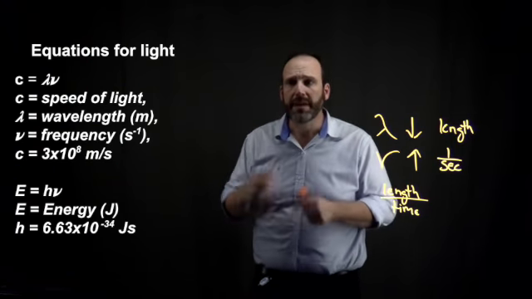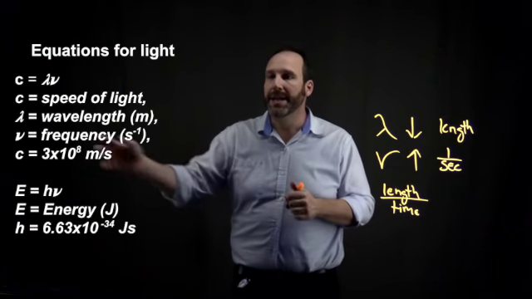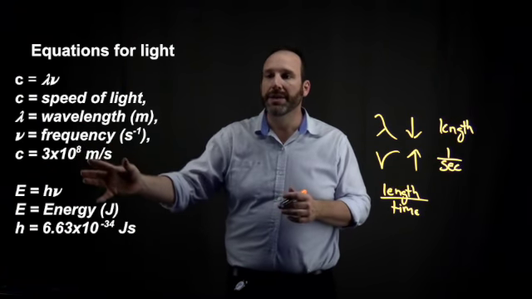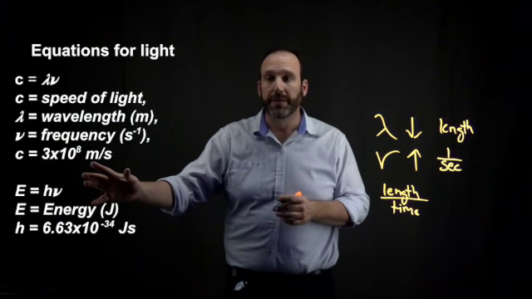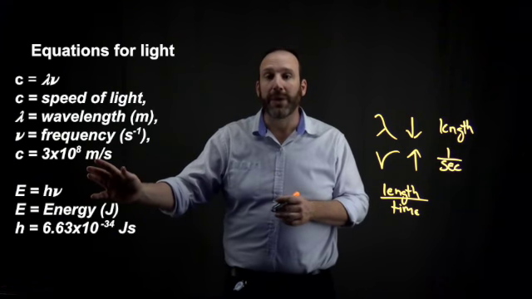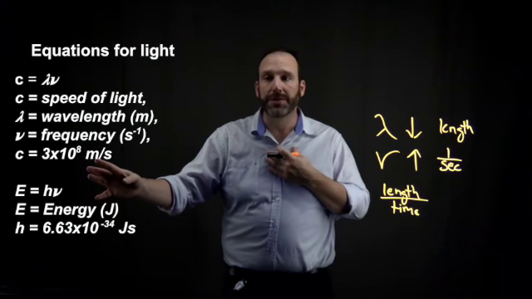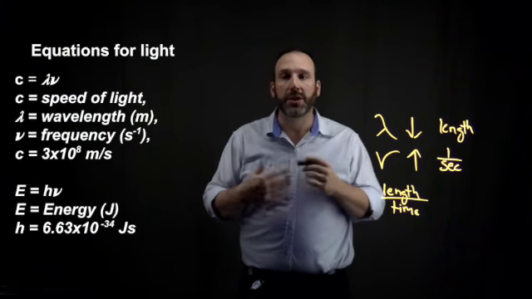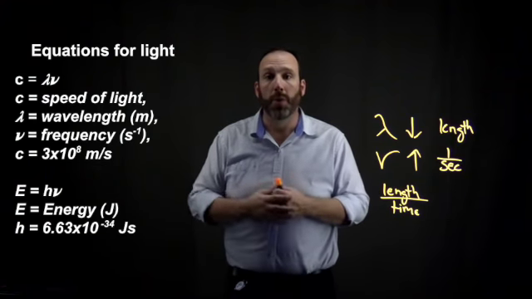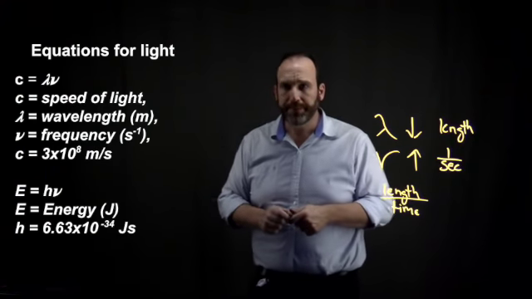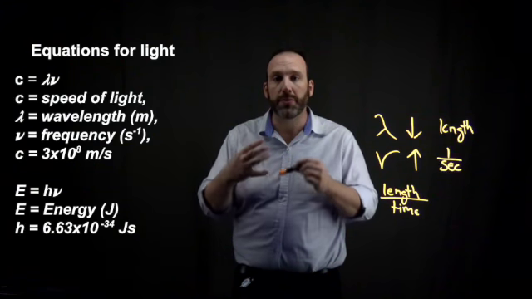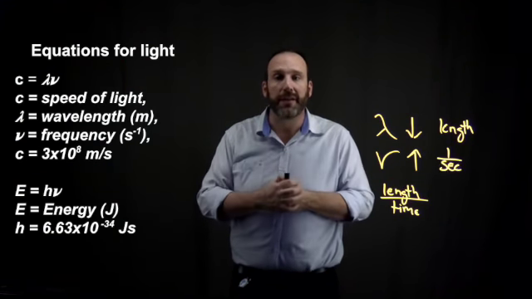Right? The thing we have to keep in mind here is that speed of light is in the units of meters per second. Okay? And so because of that, we need to make sure that our wavelength is in the units of meters and that our frequency is in the units of per seconds, or hertz. Okay? The other equation that we'll use is a way to calculate the energy of that light.